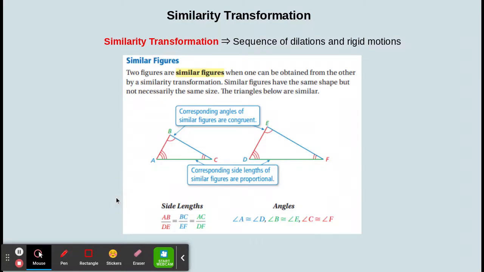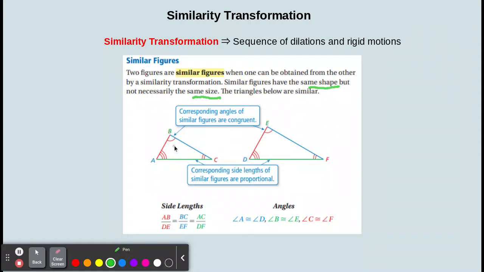11.6 Similar figures. When we talk about similar figures, we're talking about a figure that can be created from another by using a similarity transformation. A similarity transformation is a sequence of dilations and rigid motions. Now remember, our rigid motions are our translations, reflections, and rotations. So when we talk about similar figures, we're talking about figures that have the same shape, but not necessarily the same size. These two triangles here are similar, meaning they have the same shape.